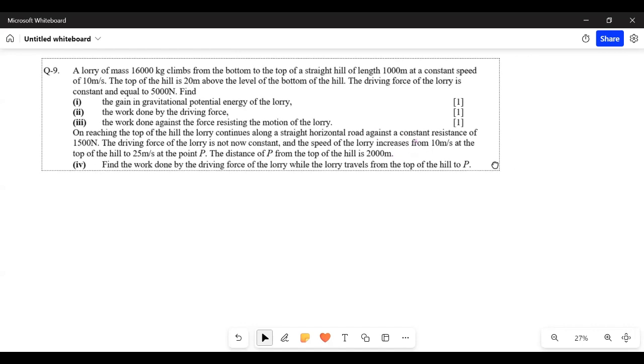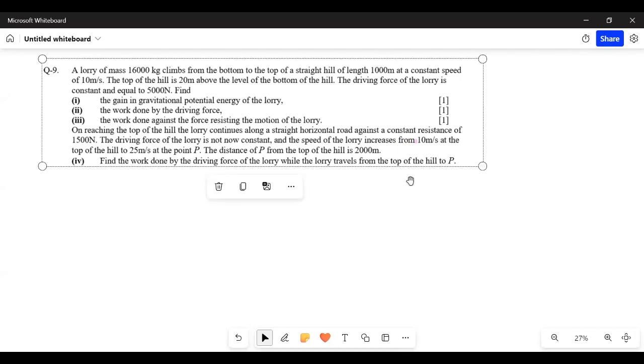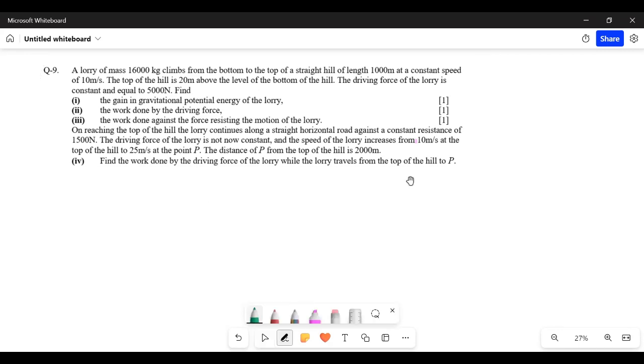Lorry of mass 16,000 kg climbed from bottom to the top of a straight hill of length 1,000 meters. Okay, so there's a lorry going upwards. लॉरी का मास है 16,000 kg, और लेंथ ऑफ द हिल है वो 1,000 meters है, at a constant speed of 10.